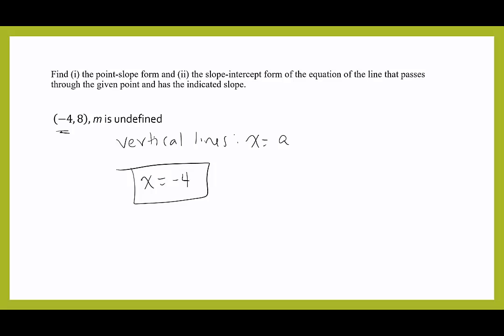These have been examples of writing linear equations in point slope and slope intercept form when we're given the slope and one point on the line.